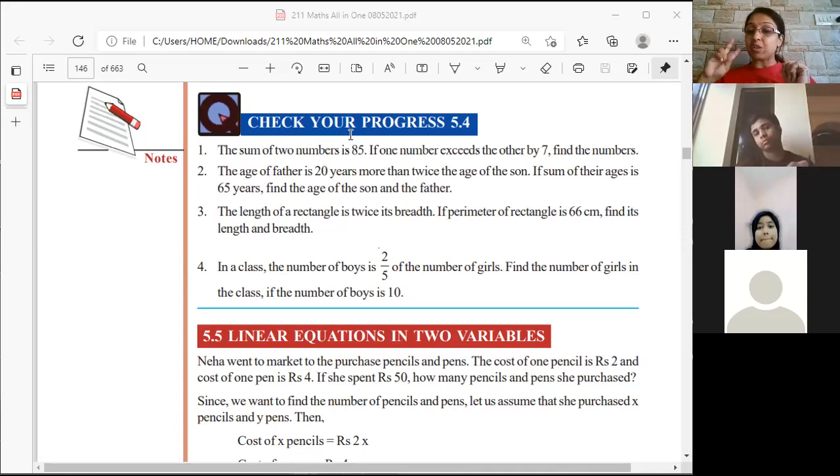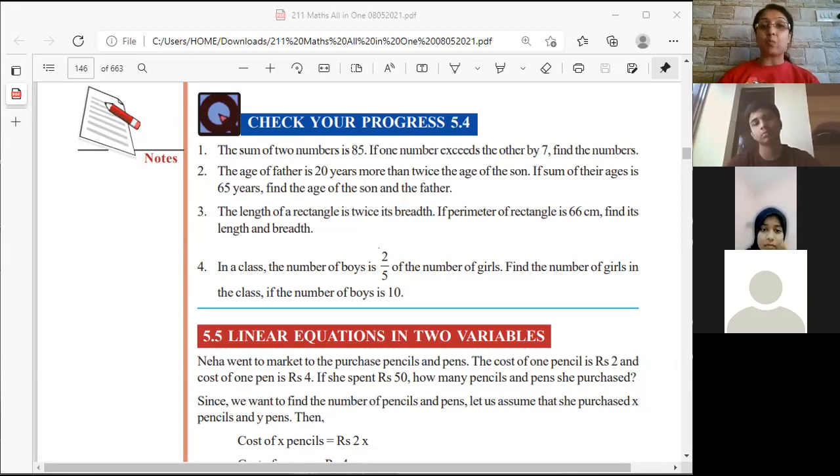When we are doing linear equation with two variables, for example, just look at the first part of your 5.4 question. The sum of two numbers is 85. If we have to make a linear equation with one variable, I can't say let one number be x and let the other number be y. Can I do that? No. I hope you're understanding what I'm trying to teach you. When it is one variable, we have to look for one more condition by which I can have just one variable in the making of the equation.